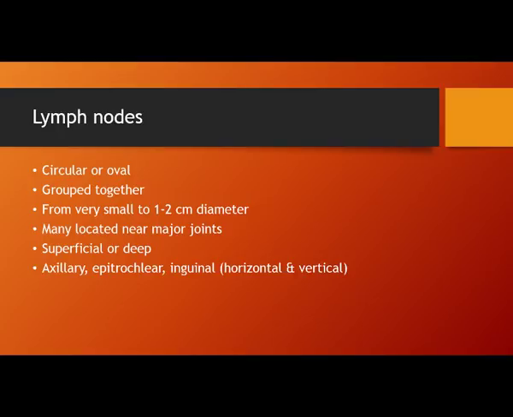They should not be hard. We call those shoddy lymph nodes. If you do feel an enlarged one, it should be fairly soft. Many of them are located near major joints, so that's where a lot of them are found. The chains can either be superficial or deep. The chains we'll be talking about in this chapter are the axillary, epitrochlear, and then there's two inguinal chains, the horizontal and vertical inguinal chains.